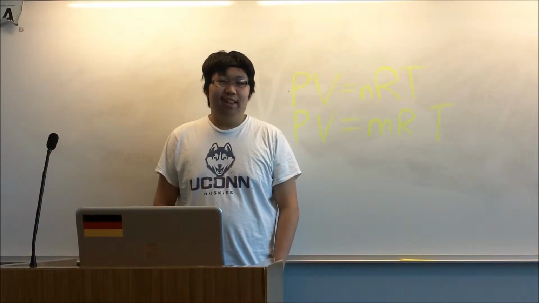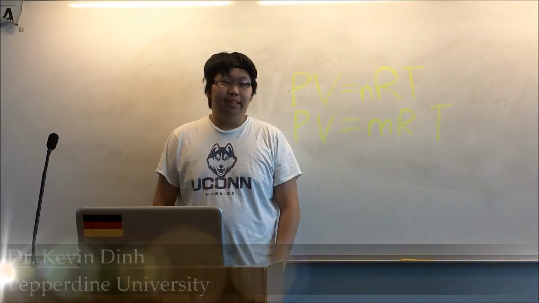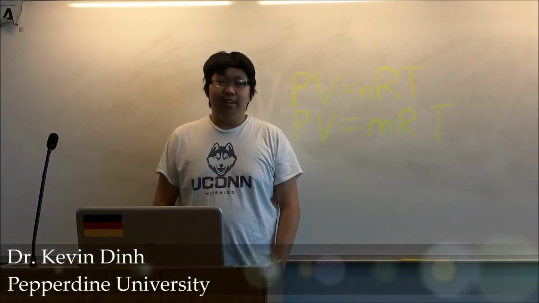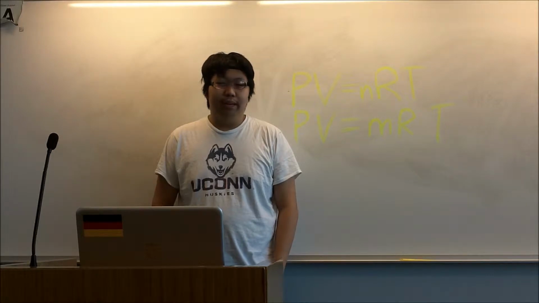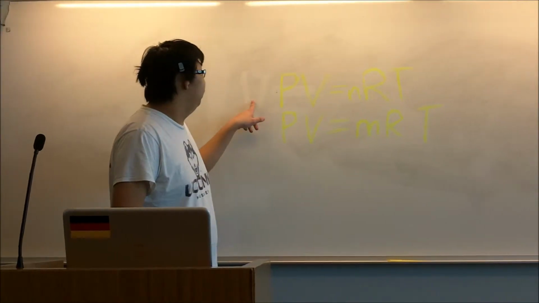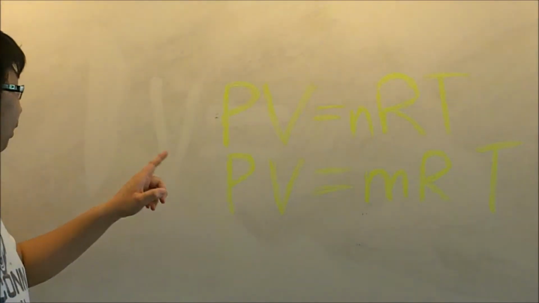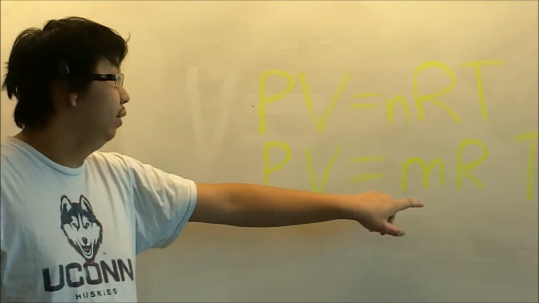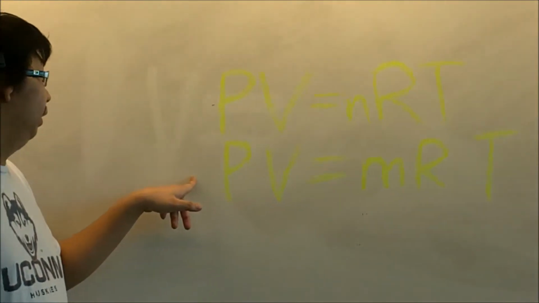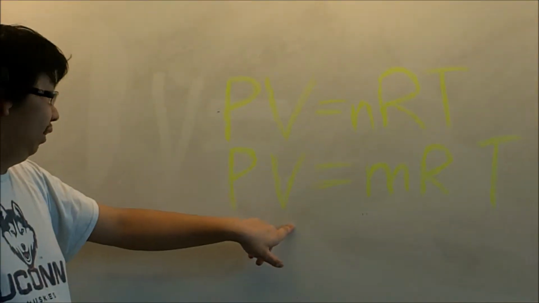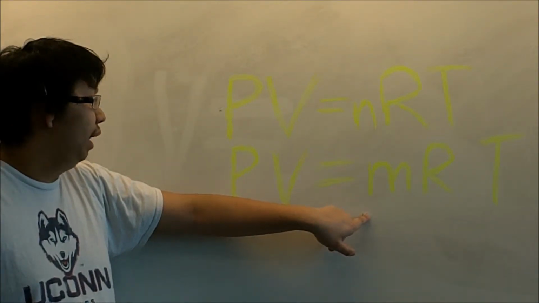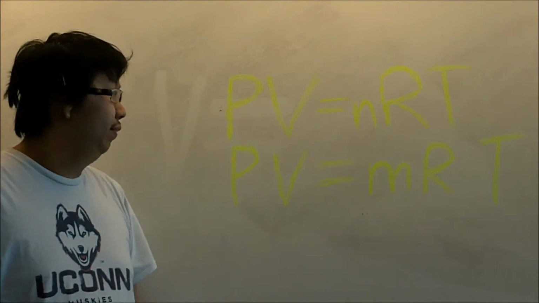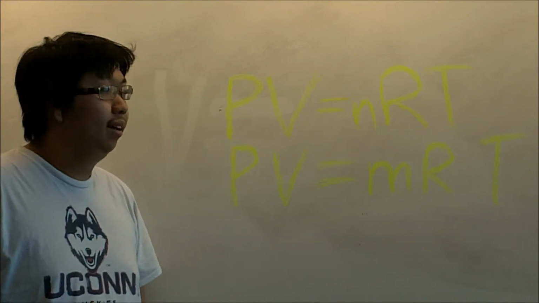As you probably know, thermodynamic calculation can get a little tricky. To simplify the calculation, we assume gas to behave as an ideal gas. We use the equation PV equals nRT, or the equation PV equals mRT, where P is the pressure, V is the volume, m is the mass, R is the specific gas constant, and T is the temperature.